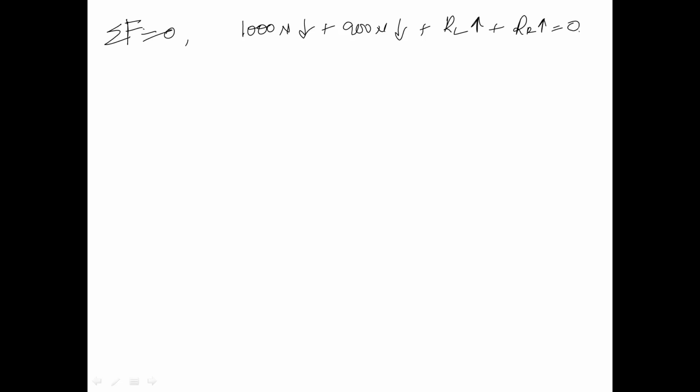What is the condition? Second condition is moment should be equal to 0. First condition you already got it. In first condition, 1000 Newton acting down direction, 900 Newton acting in a down direction. So RL is acting in up direction, RR is acting in up direction, so it is equal to 0. You got two values unknown here.